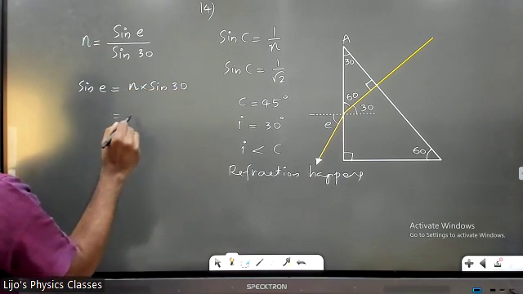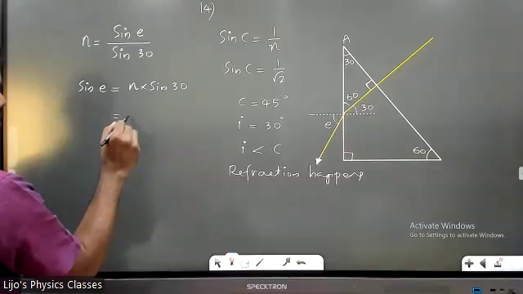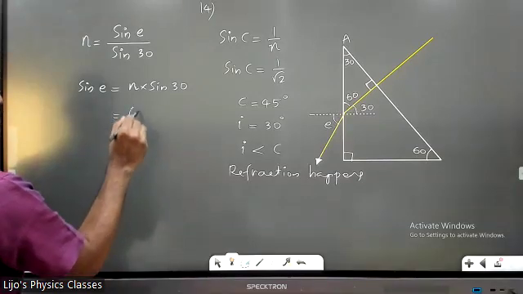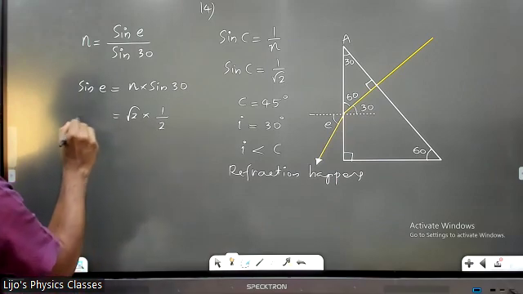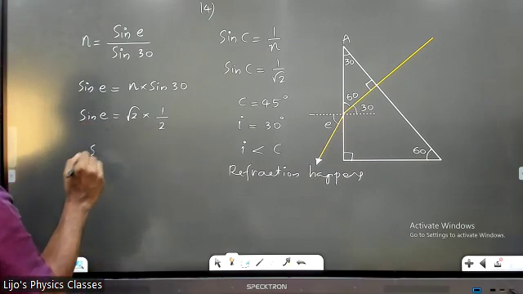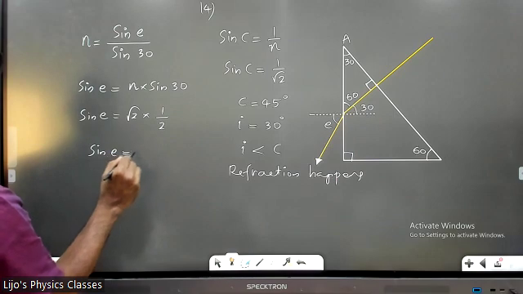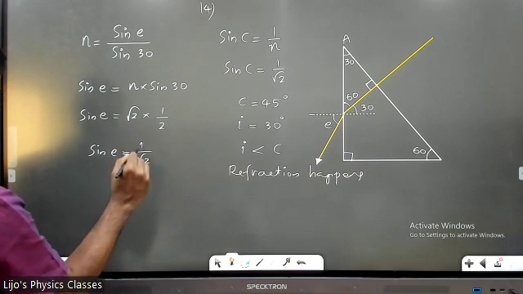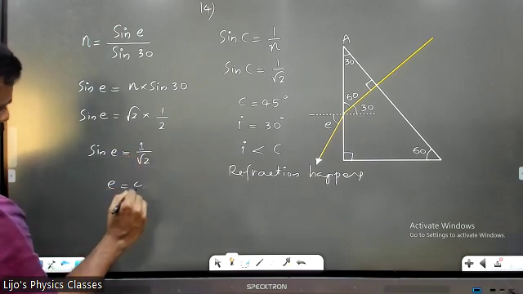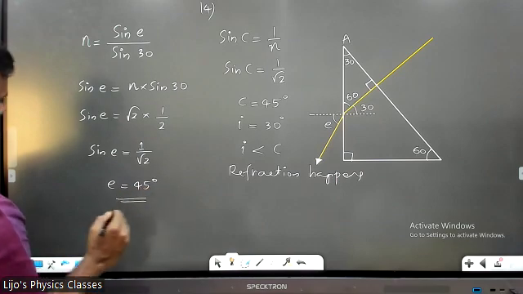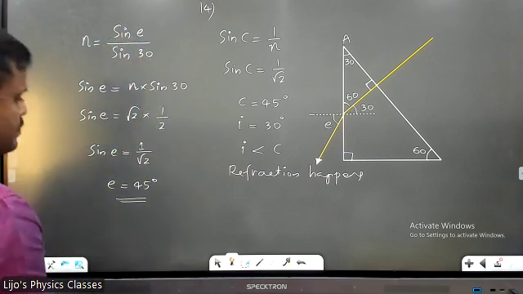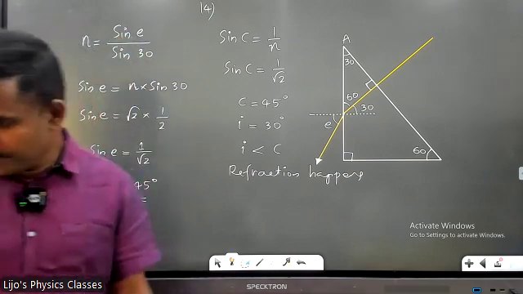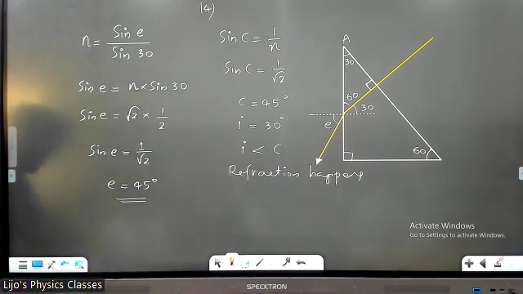So what is the n value? The n value is given as root 2. Root 2 into sin 30, which is 1 by 2. Sin E is equal to 1 by root 2. So E is equal to 45 degrees. The angle of emergence is 45 degrees. All of you online, understood this?